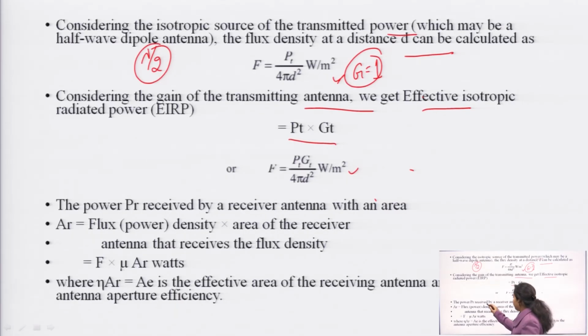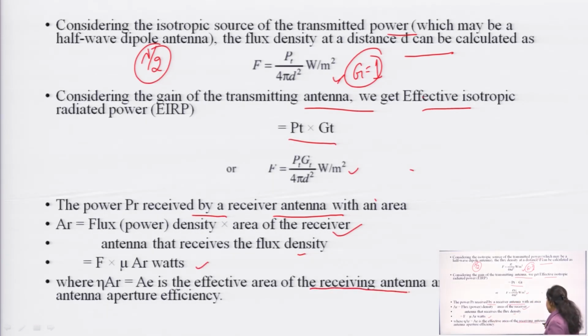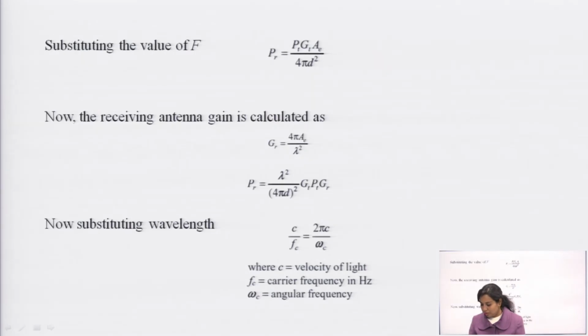Now, the power P r received by the receiver antenna with an area A r is equal to the flux power density multiplied by the area of the receiver antenna that receives the flux density, which is denoted by F into eta A r watts. Here eta A r is equal to A e, that is the effective area of the receiving antenna, and eta is the antenna aperture efficiency. So, this is the formula which is used to calculate the P r.